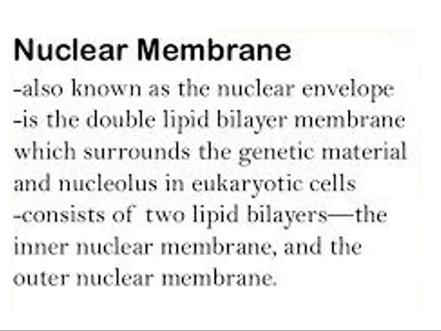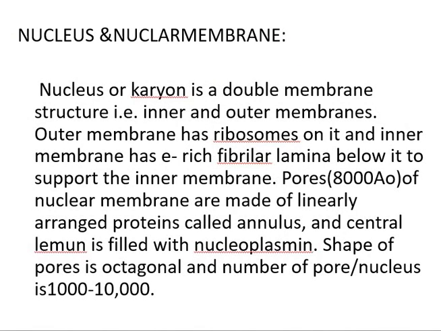Okay, students, now the nuclear membrane. The nuclear membrane, also known as the nuclear envelope, is the double lipid bilayer membrane which surrounds the genetic material and nucleolus in eukaryotic cells. It consists of two lipid bilayers, the inner membrane and outer membrane, and I'm going to describe it in more detail in the coming slides. So, more about the nucleus and nuclear membrane.